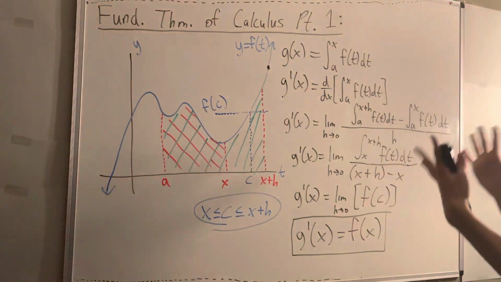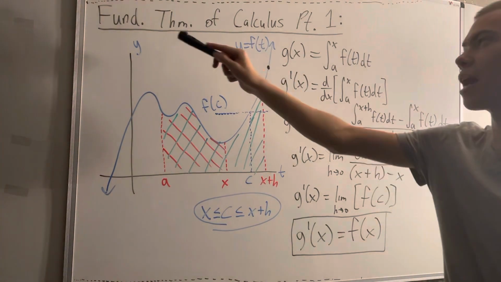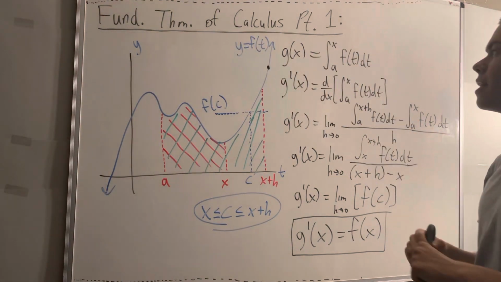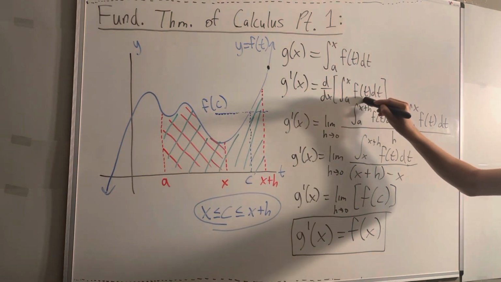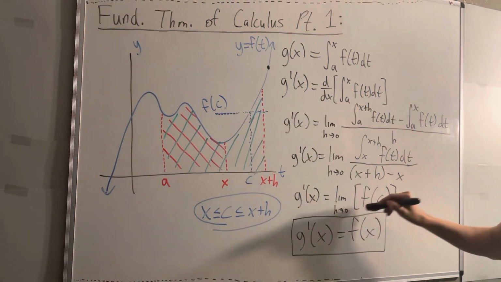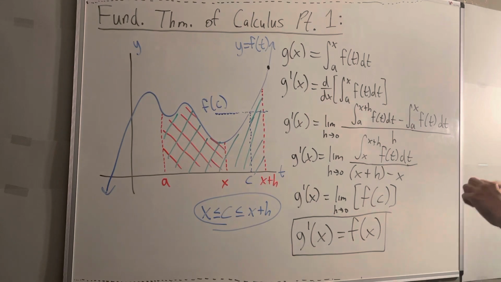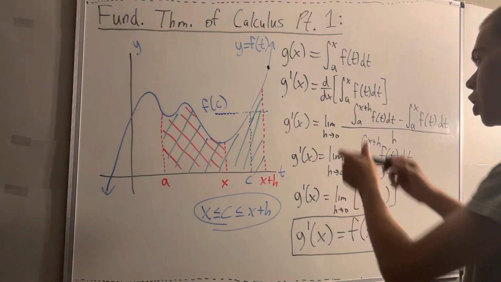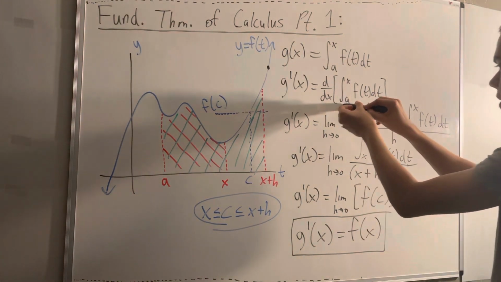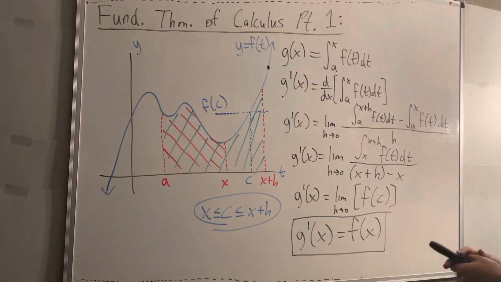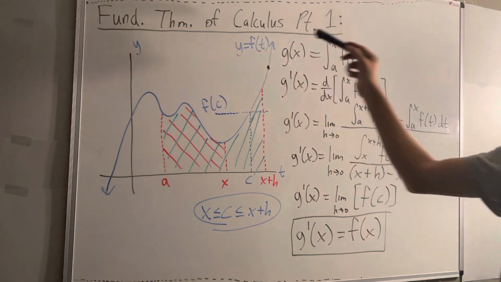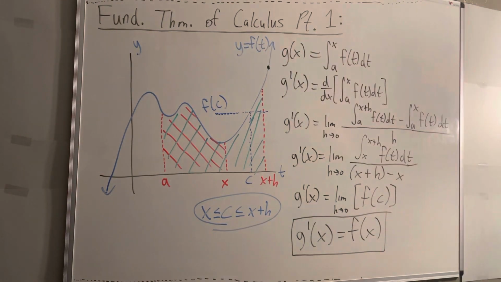And that's the whole idea of the fundamental theorem of calculus part 1. We're taking the derivative of an integral of our function and we get back our original function. This gives us the relationship between derivatives and integrals. So yeah, this is the whole idea of it all. This right here is the fundamental theorem of calculus part 1. That's it.